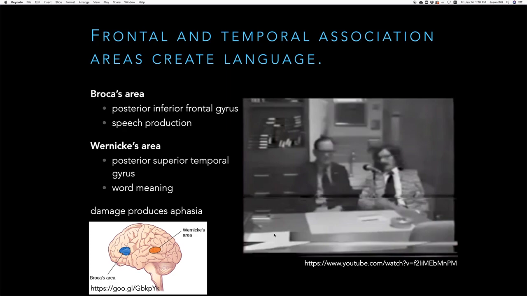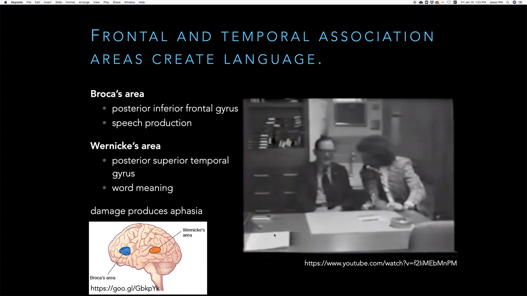We have damage in Broca's area, which is in the frontal lobes. We have broken speech production. Now tell me what this thing was with your legs last week or week before.